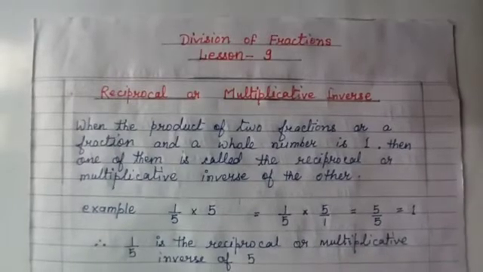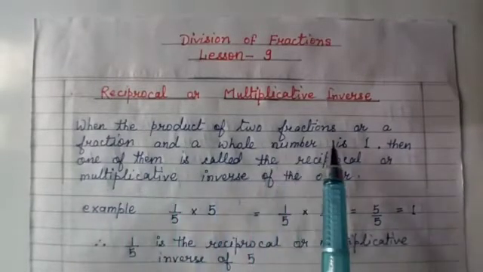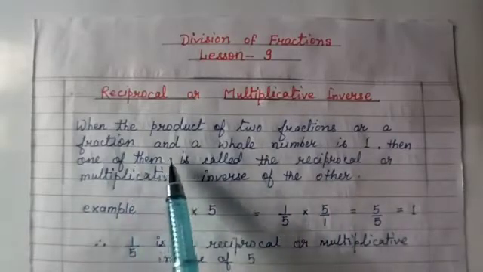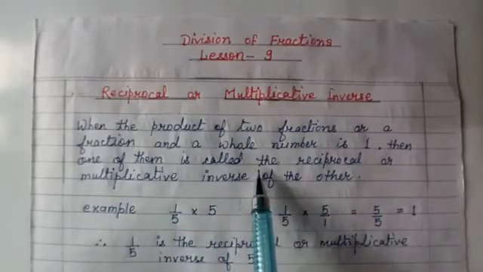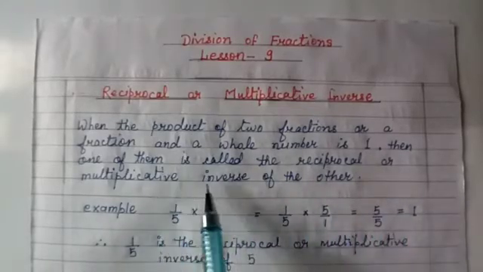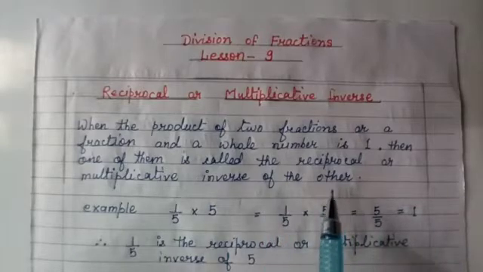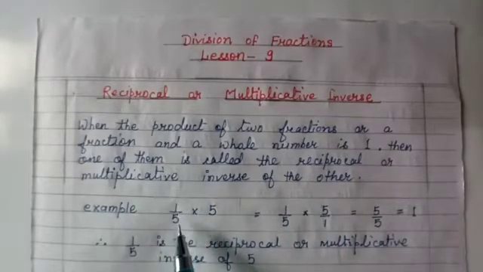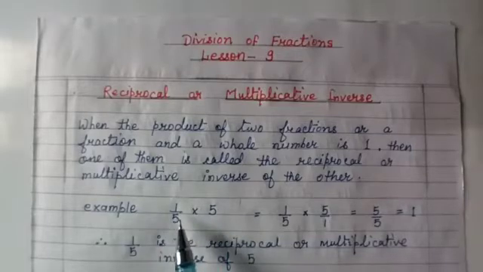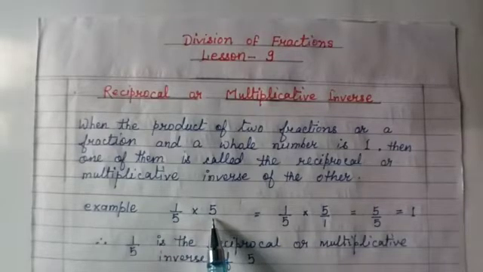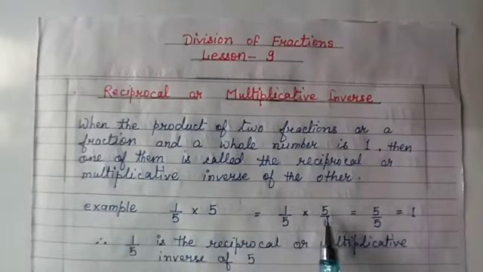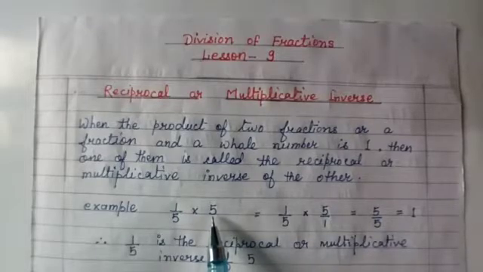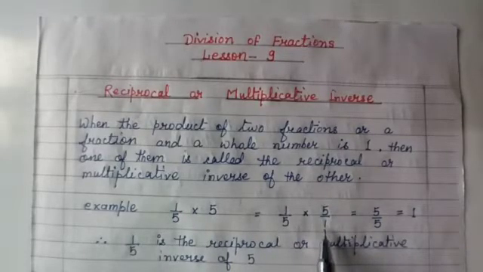What is a reciprocal? When the product of two fractions, or a fraction and a whole number, is 1, then one of them is called the reciprocal or multiplicative inverse of the other. See the example now: 1 upon 5 and 5. When we multiply this fraction and the whole number 5, what do we get? 1 upon 5 into 5 upon 1. This whole number 5 can be written in the form of a fraction by considering the denominator 1.